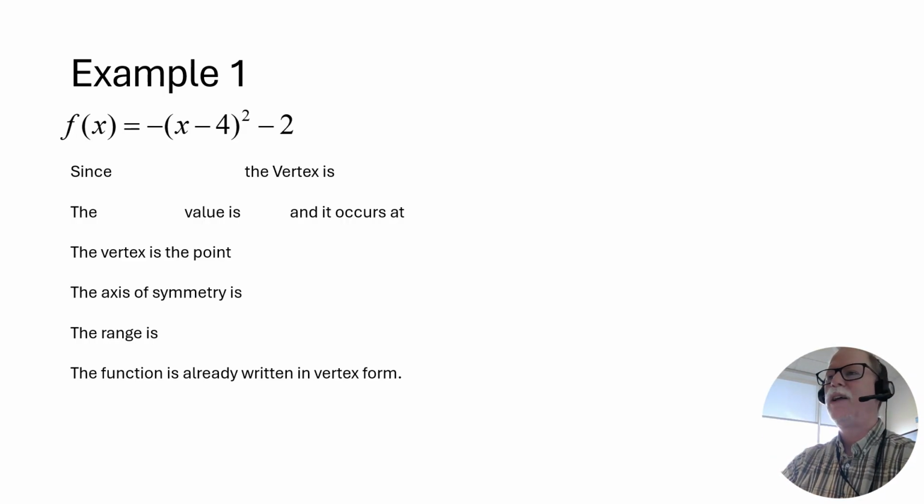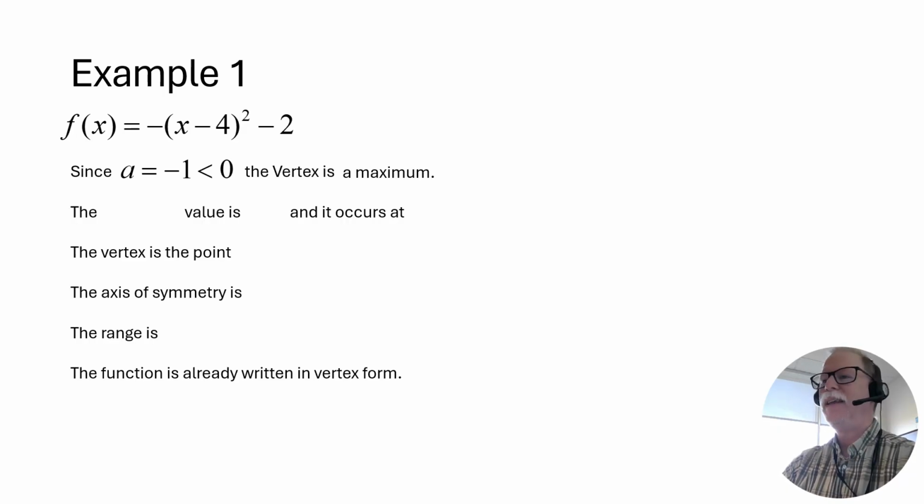So our leading coefficient is -1, which is less than 0. So that tells us what about the vertex? It is a maximum. And the specific maximum value is the y value, -2. It occurs at 4, the x value.